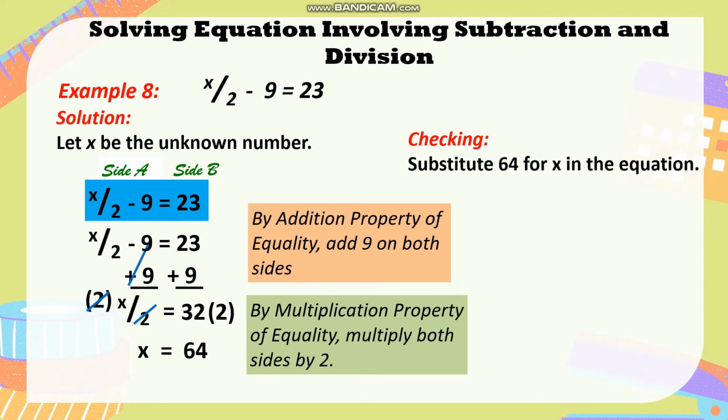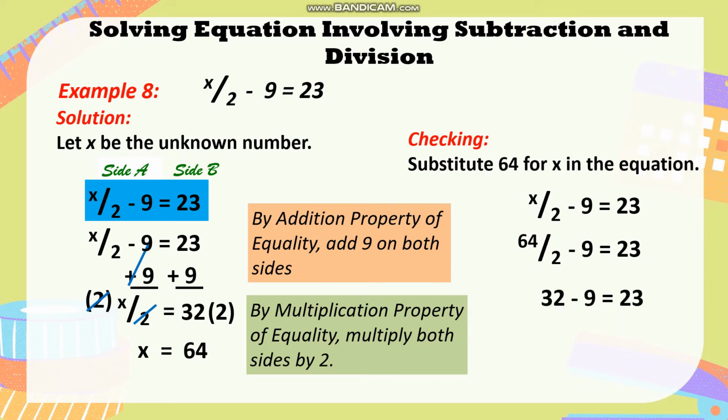Checking. Substitute 64 for x in the equation. X divided by 2 minus 9 equals 23. Yan po ang ating original equation. Palitan ang x ng 64. 64 divided by 2 minus 9 equals 23. So, 32 minus 9 equals 23. 23 is equal to 23. Therefore, the unknown number is 64. X equals 64 is correct.